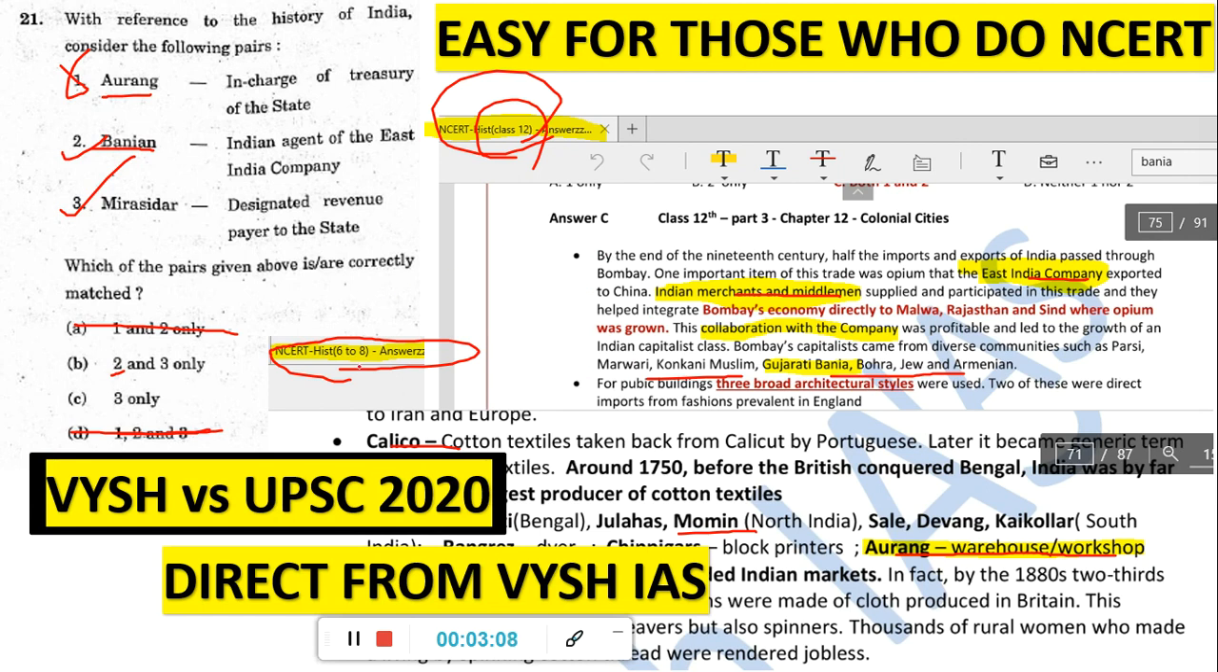But for prelims, only class 6 to 8 and 12 are important. That is why our test series is designed only for these four textbooks. Every year, questions are always solvable from here. So here the answer will be 2 and 3 only.